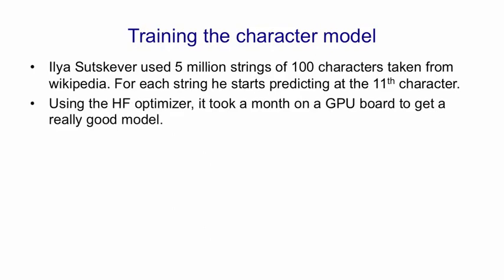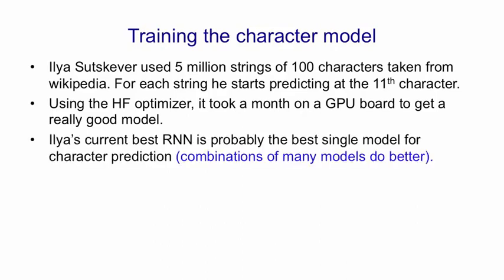He used the Hessian free optimizer, and it took about a month on a very fast GPU board to get a really good model. His current best recurrent neural network for character prediction is probably the best single model there is for predicting characters. You can do better than this model by combining many different models using a neural network to decide which one to use. But for a single model, Ilya's is as good as it gets.